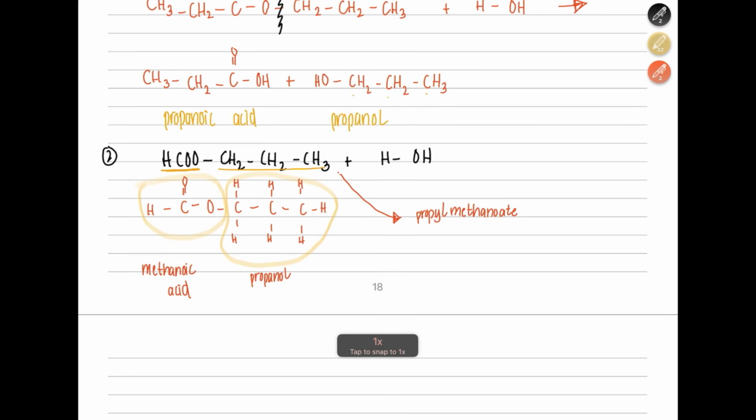You should also be able to name esters by looking at this ester. So here if you can see you have C double bond O, and you have one hydrogen before it. This is made from methanoic acid, and then you have 1 2 3, which comes from propanol.